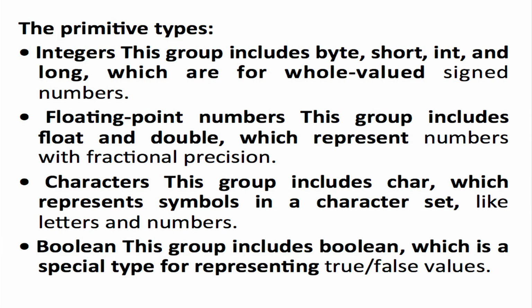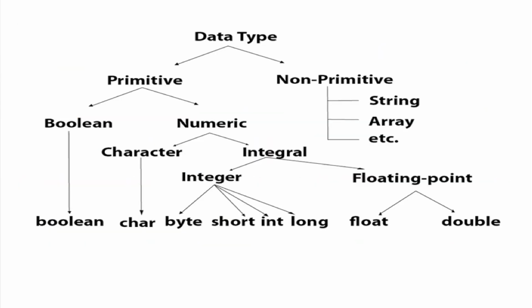Now again you can see primitive and non-primitive types in the diagram. Here the primitive type has a first category, that is boolean, and the second category is numeric. Under numeric we have character as well as integer as well as floating point. In character we can store a single character. In integer we can store byte, short, integer, long. And in floating point we have float and double. So these are the different categories.